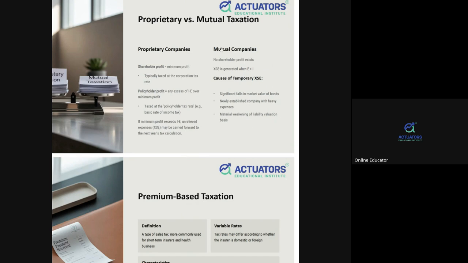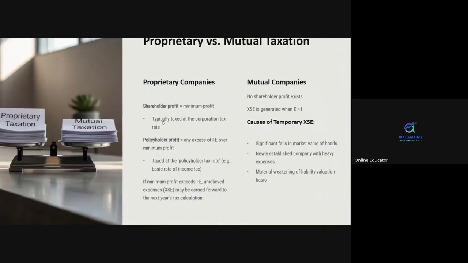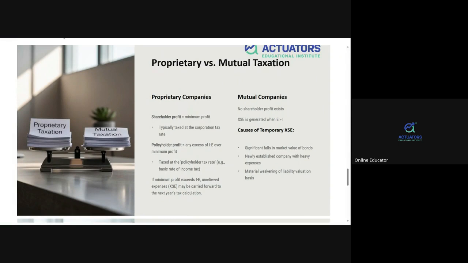Now, for a mutual company and for a proprietary company, these two usually mean different things. For a proprietary company, you have something called a shareholder profit and a policyholder profit. For a mutual company, everything is policyholder profit, or everything is shareholder profit. Agreed? So for a mutual company, you have excess E only when I is less than E. But for a proprietary company, it can also be when your minimum profit test bites. It may be possible that I is greater than E, but still the policyholder part of the profit is negative.